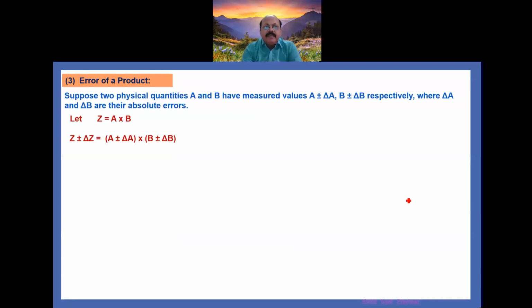So Z plus minus delta Z equal to within bracket A plus minus delta A into within bracket B plus minus delta B. Open the bracket, we will get Z plus minus delta Z equal to AB plus minus A delta B plus minus B delta A plus minus delta A delta B.